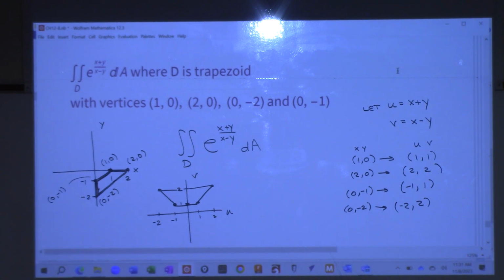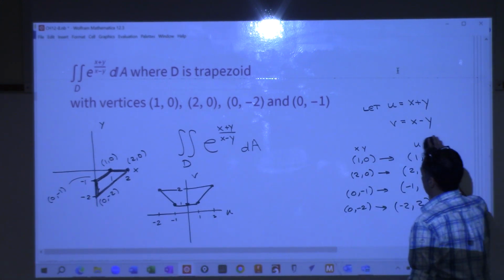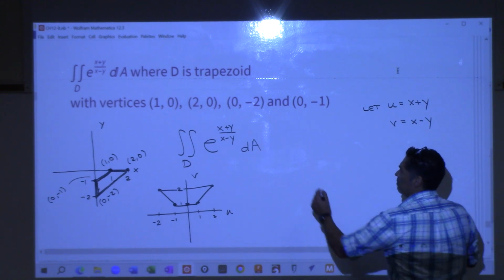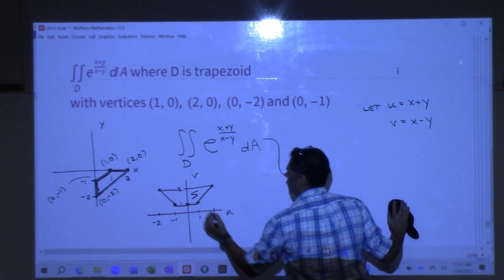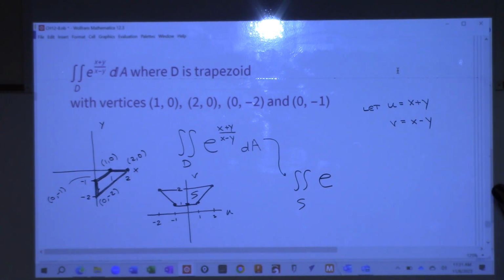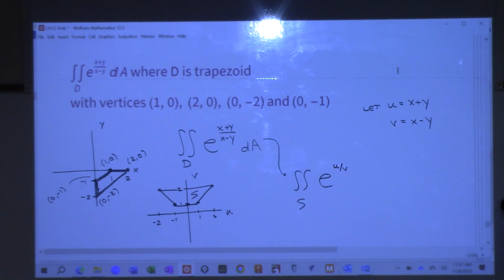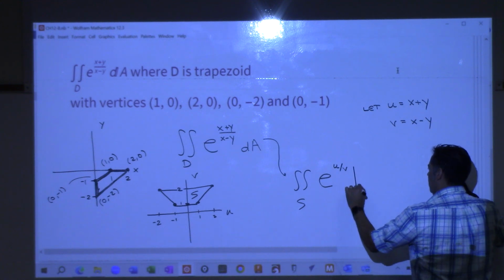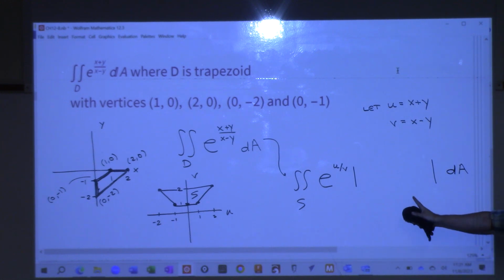All right. I think we're ready to try and start setting this up. We've got to get the new integral set up. And to do the new integral, let's start it, okay? We're going to have the double integral over s. This is s. We're going to have e to the, and this is the nice part, e to the u over v. And then I need my Jacobian in here, right? Jacobian and then dA. So we need to figure out this Jacobian.